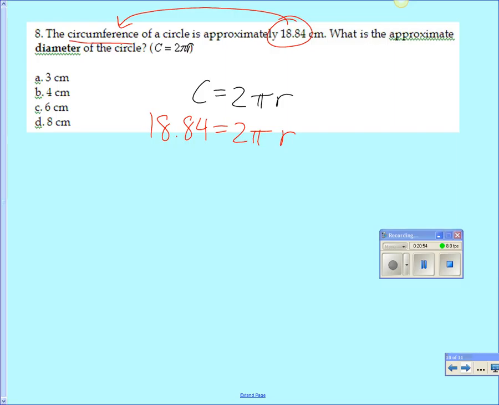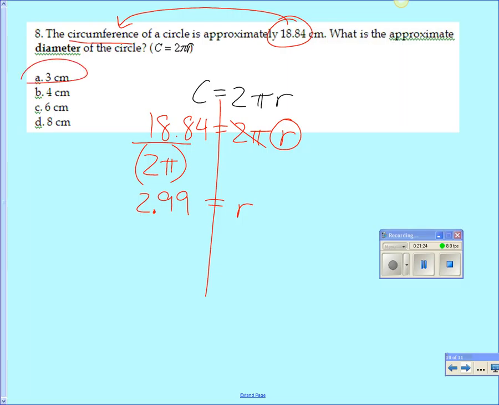Okay? Chuck, what letter are we trying to get by itself? Very good. So, Chuck, what has to move away from R? How do I move it? Very good. You divide by 2 pi. You got to use parentheses in the calculator when you divide. Somebody tell me what you get. 18.84 divided by 2 pi. Okay. So that means the answer must be A.